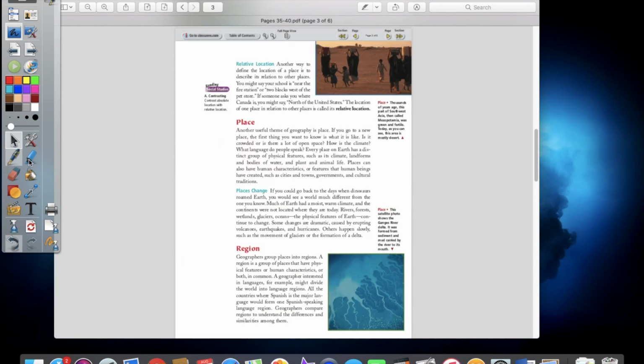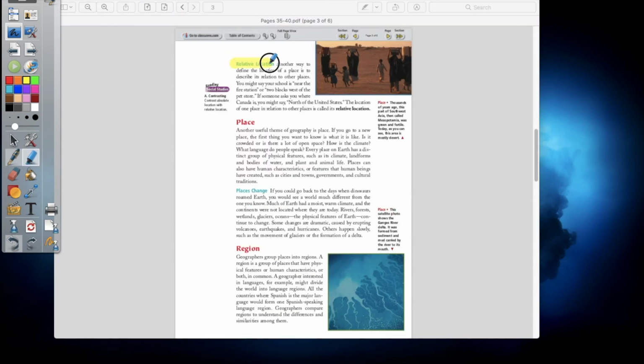Another thing we're looking at, of course, is what's known as relative location. All right, that's the second thing we're talking about. We're talking about exactly where it is in relation to other places, for example. So if we're talking about Canada in terms of relative location, where is Canada? Relatively speaking, it's north of the United States. All right, where is Mexico? Relatively speaking, it's south of the United States. That would be an example of relative location.